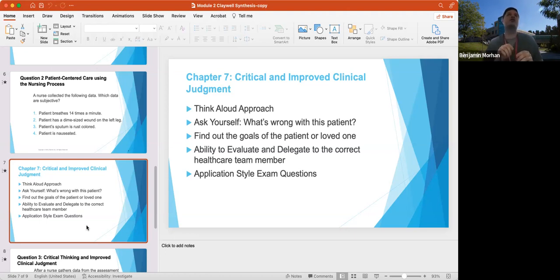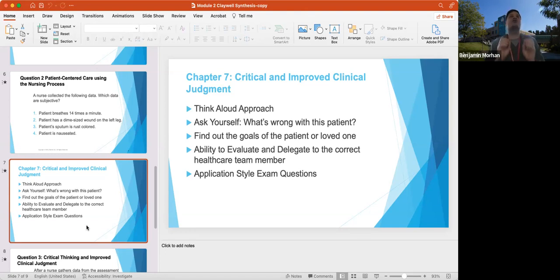As a learner, you also have to evaluate the effectiveness of your teamwork and collaboration, scope of practice, and the appropriate role delegation among health team members. Remember that you're going to be doing this in simulation, so you're going to change roles in simulation as well.